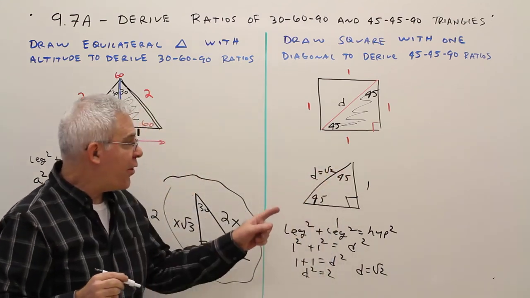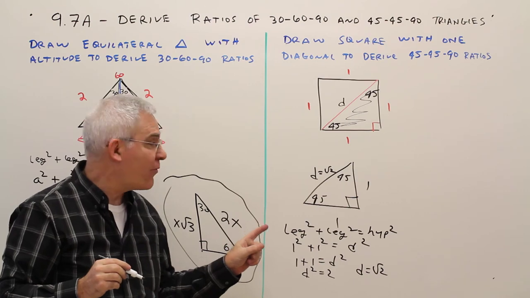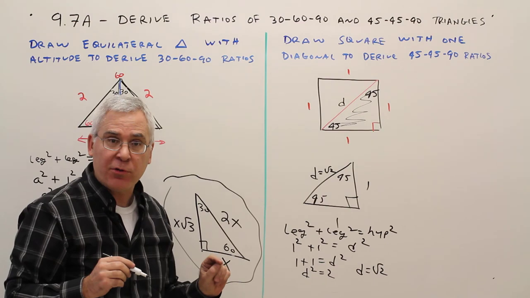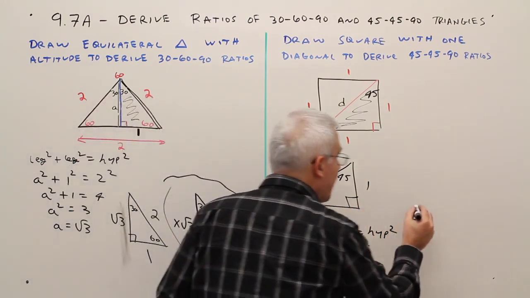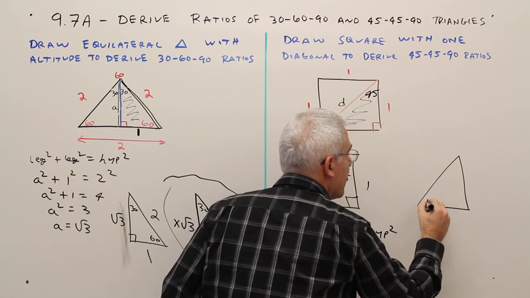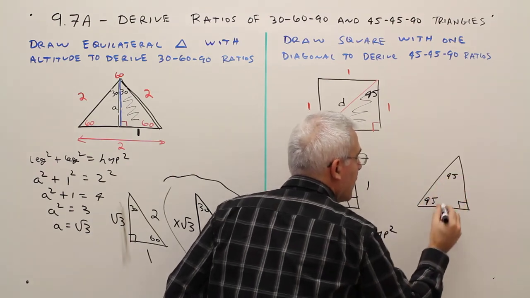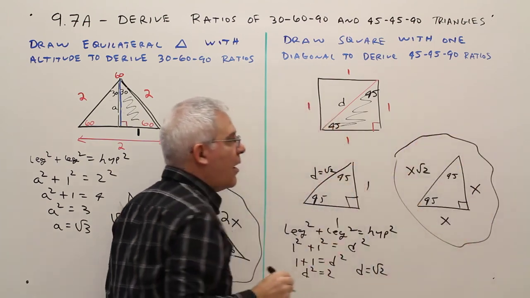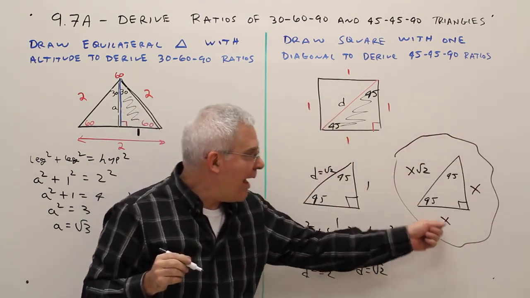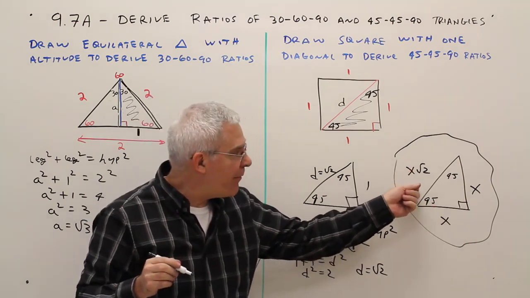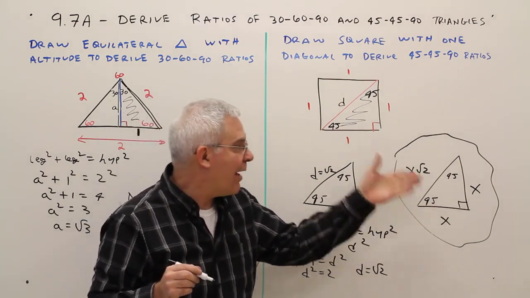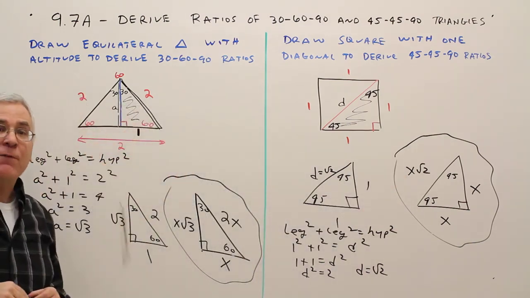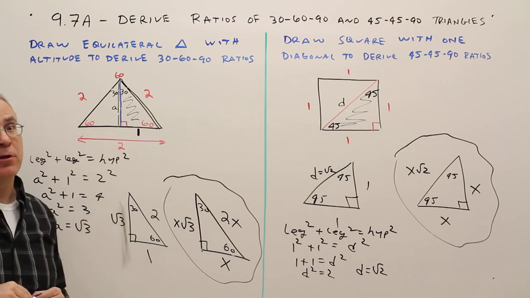Okay, so the ratios of a 45, 45, 90 right triangle will always be in the ratio of 1 to 1 to radical 2. Again, we'll use x just to keep it easier in the future. x, x, x radical 2. Very easily, going from a leg to a hypotenuse, we multiply by radical 2. Going from a hypotenuse to a leg, we simply divide by radical 2. And there you have it, how to derive the ratios of these two special right triangles.